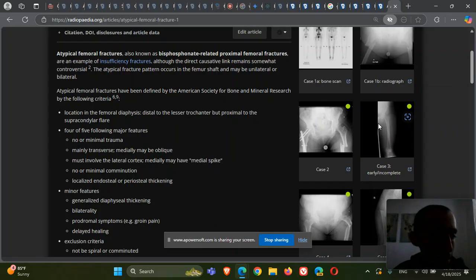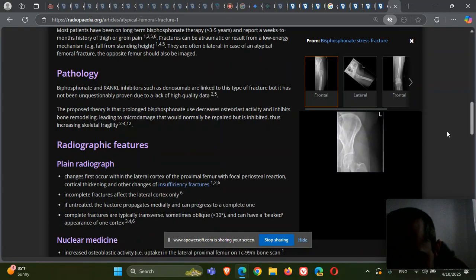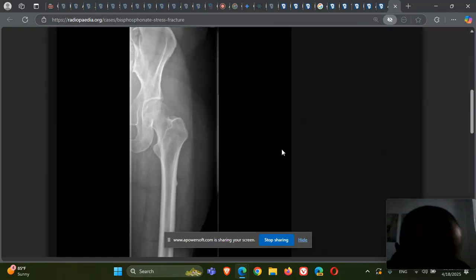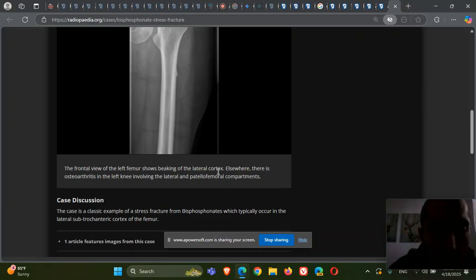Namely, you will look for them, for example, in older patients, but sometimes it is very hard to see, and this is a fantastic example because what you see is just this very little remodeling, or very subtle thickening of the cortex, that you may miss, but this is an atypical femoral fracture. Subtle, but very important because it can totally break.